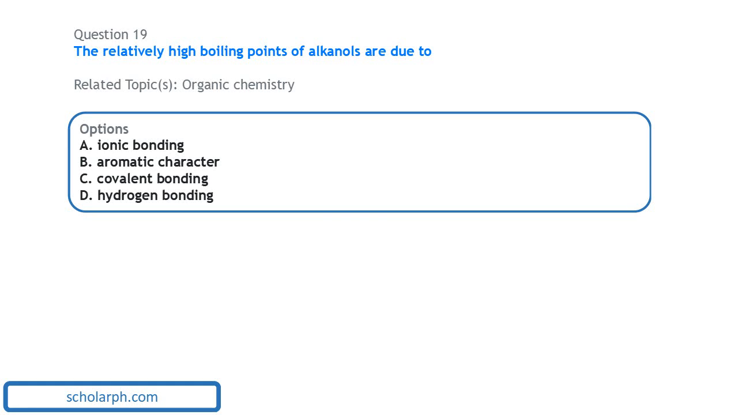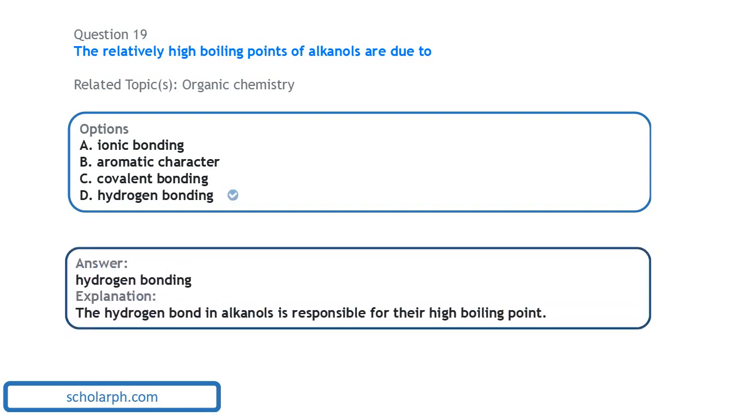All right, last question here. The relatively high boiling point of alkanols is due to the hydrogen bond. The hydrogen bond in the alkanols, and alkanols are a group of organic alcohols, is responsible for their high boiling points.